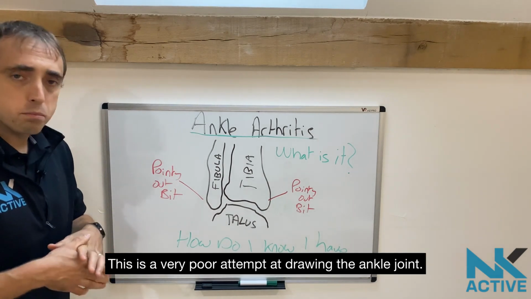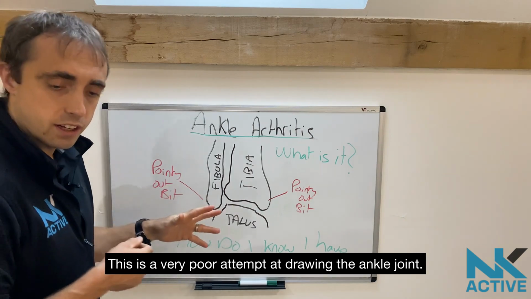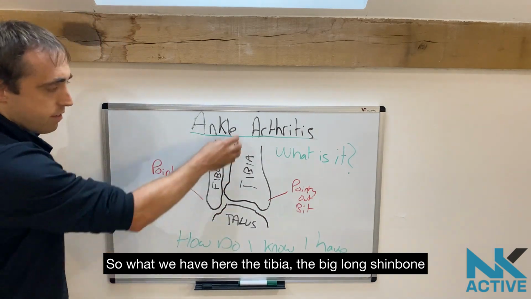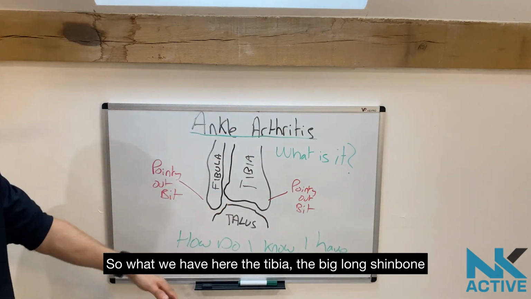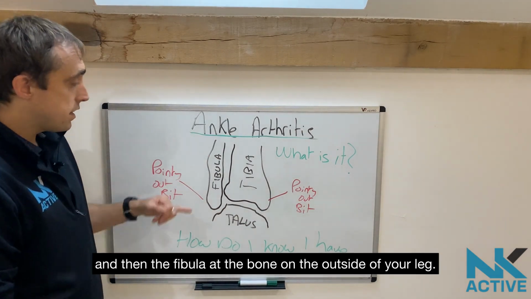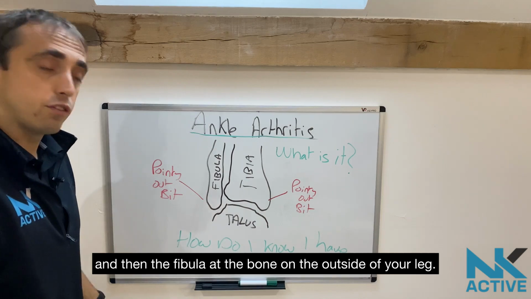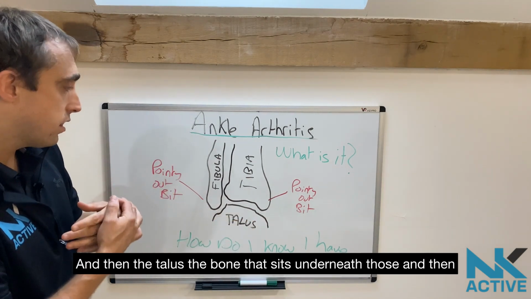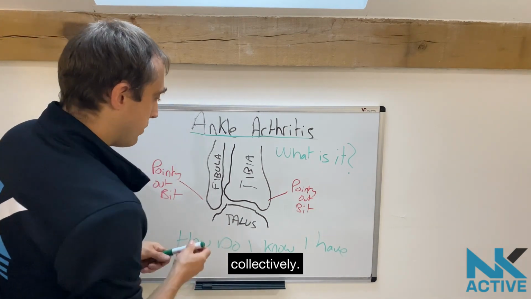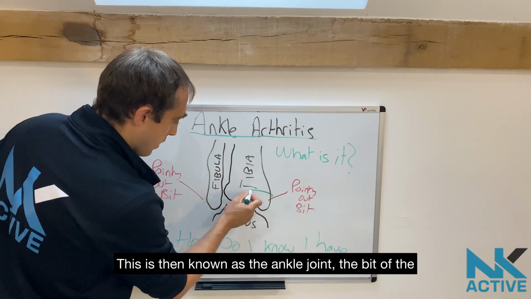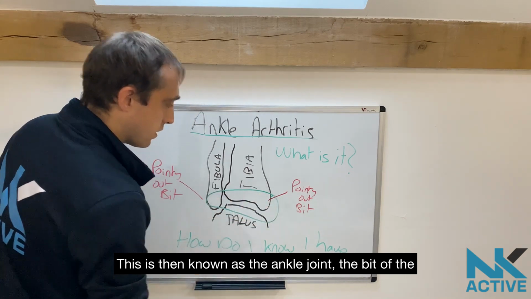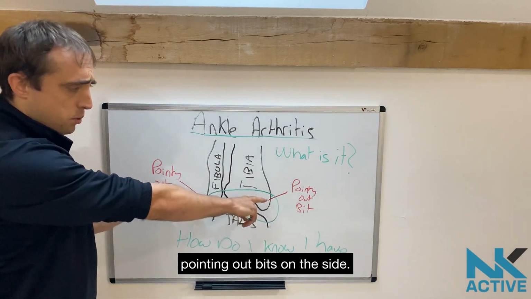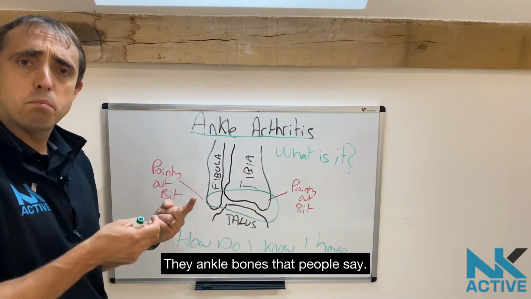This is a very poor attempt at drawing the ankle joint. So what we have here, the tibia, the big long shin bone, and then the fibula, the bone on the outside of your leg, and then the talus, the bone that sits underneath those. And then collectively, this is known as the ankle joint. The pointy out bits on the side, they're your ankle bones that people say.